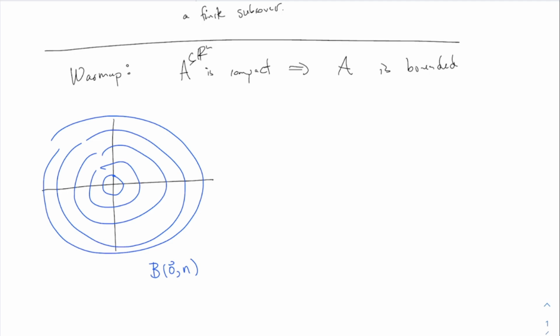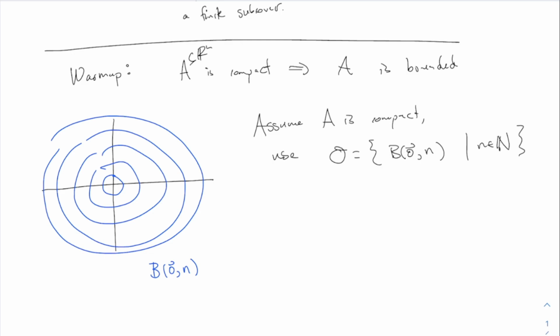I would like to demonstrate that A is bounded whenever A is compact. Anybody feel like you can say in this example, if A is compact, assume A is compact, and then use this cover that I'm talking about. O is the set of all balls of various radius. Any thoughts about this? Can you say why this means A must be bounded? Of course, bounded means it doesn't go out to infinity. The fact that it's compact. Anybody got any ideas? Julia or non-Julia?